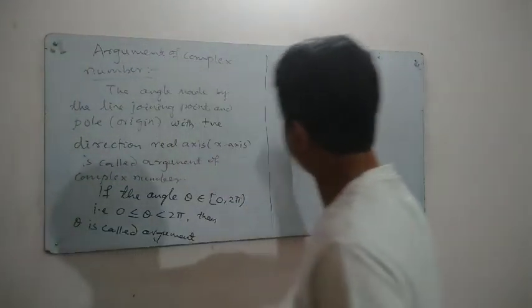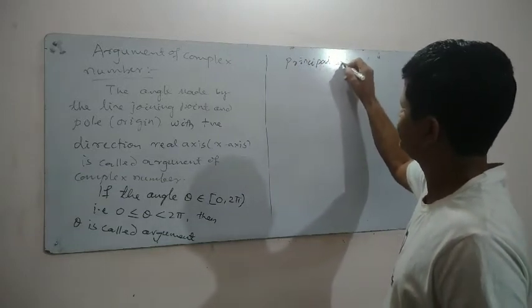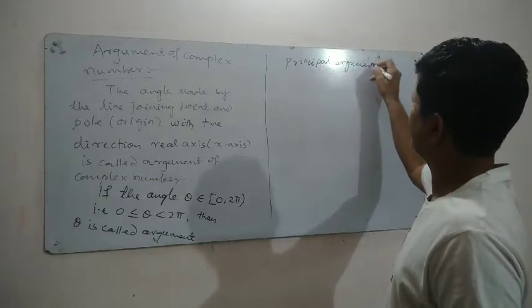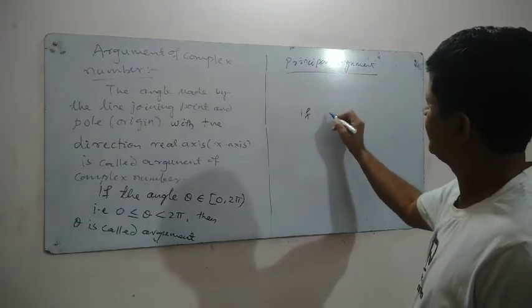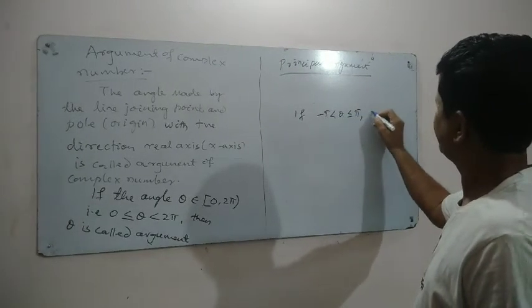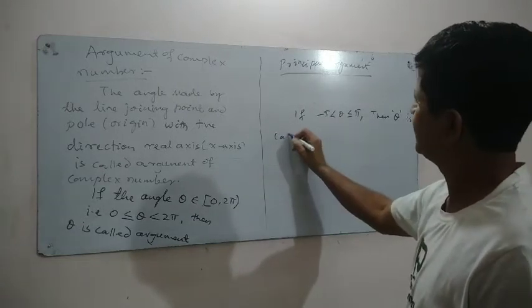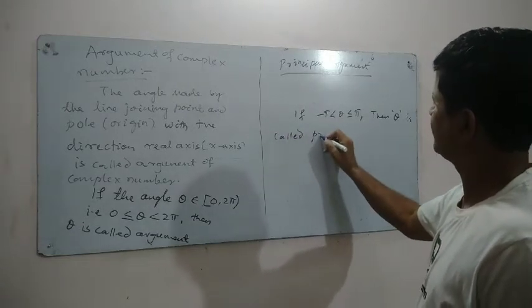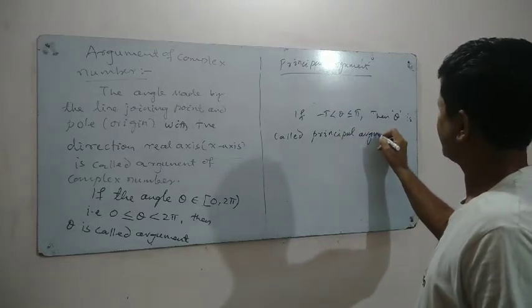What is the principal argument? Look, principal argument means if minus pi less than theta less than or equal to pi, then theta is called the principal argument.